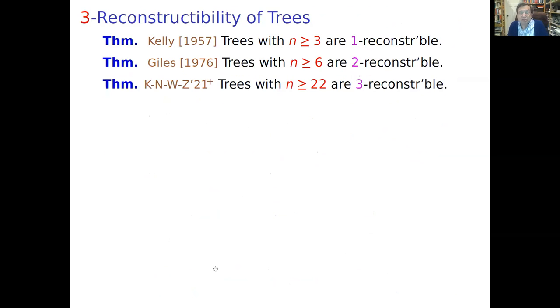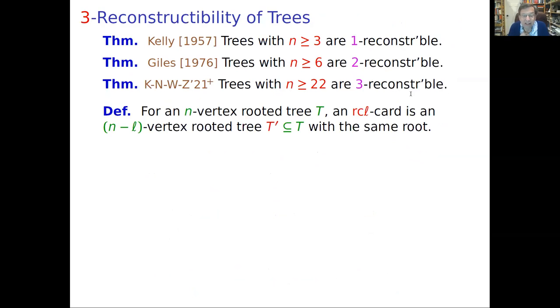Three reconstructability of trees. So again, the early result of Kelly said that trees with at least three vertices are one reconstructable. Giles in 1976 showed that trees with at least six vertices are two reconstructable. And now here's our result for three reconstructability.